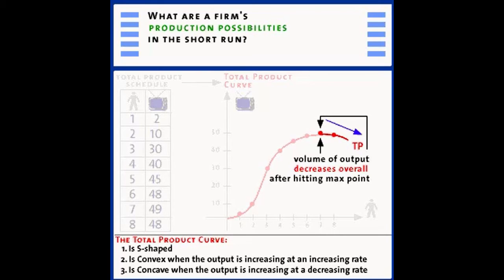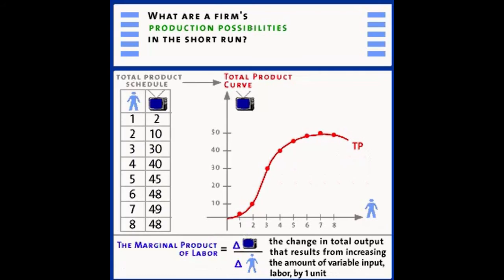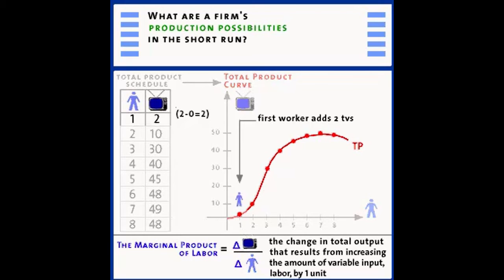Let's calculate now the marginal product along this curve. The first worker takes our total television production from 0 to 2. The marginal product of the first worker then is 2 television sets. That's the total amount of output that he adds by being hired. The second worker, now that we have a shift that has 2 workers instead of 1, brings the total up to 10 televisions produced. That is, the second worker is adding 10 minus 2, or 8 televisions to total production. The marginal product of the second worker hired is 8 televisions.